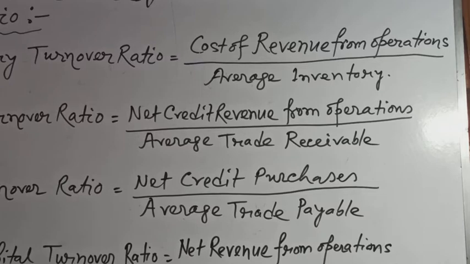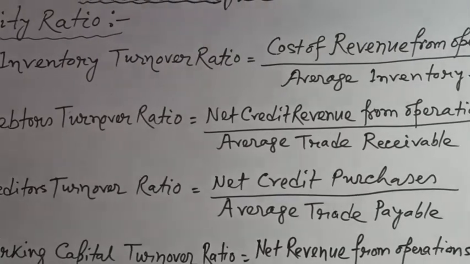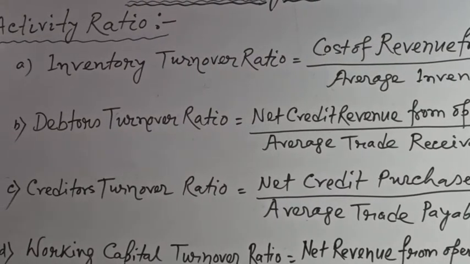That means there is no rule of thumb for interpreting the ratio, but the higher the ratio, always better. Okay, it measures the velocity of conversion of stock into sales. Higher ratio indicates efficient management and low ratio shows inefficient management. Okay, that is the inventory turnover ratio. Point number 2, debtors turnover ratio or DTR for short.